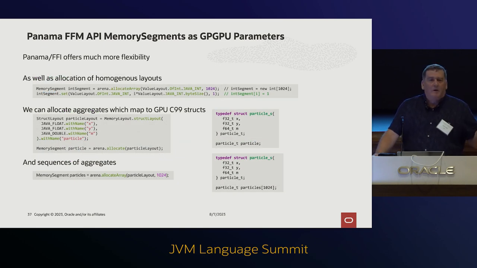And of course, Panama offers us the flexibility of building segments to describe this data. So this is going to allow us to describe far more interesting data to pass to the GPU. Because the GPU is expecting C99 style layouts, we can provide them directly now from the Java side. And of course, because we've got the segment description, we can repurpose it to create the typedefs and the unions that we're going to create in the generated code when we're generating the kernels.